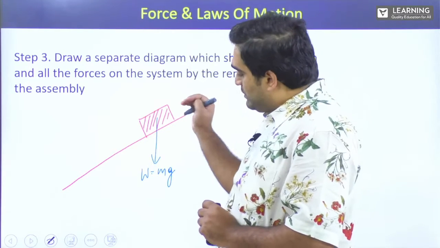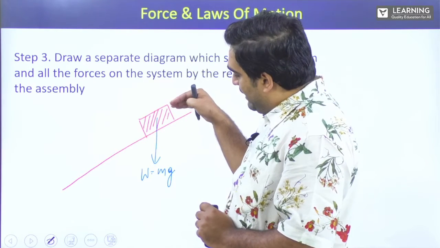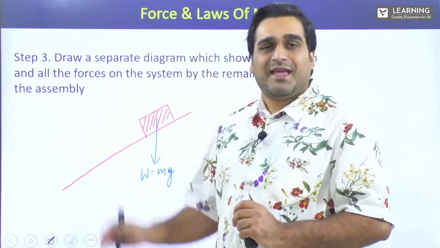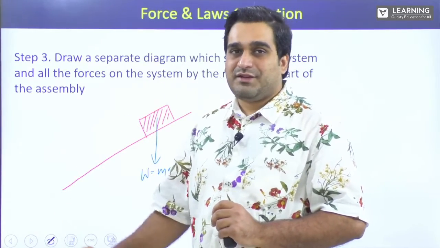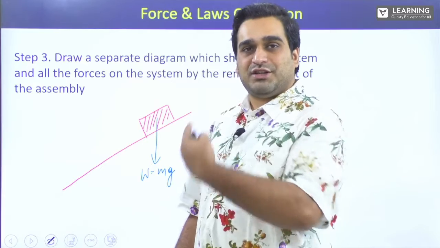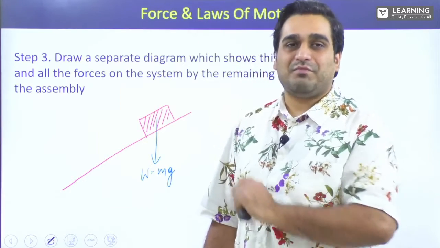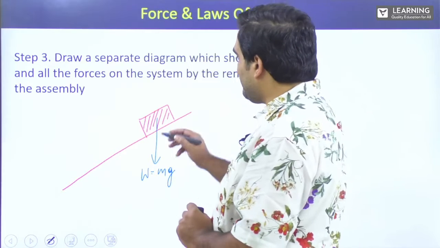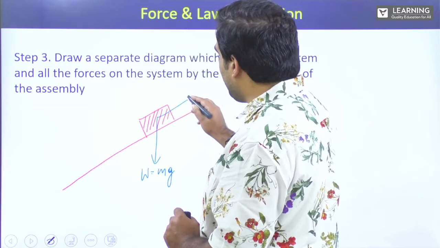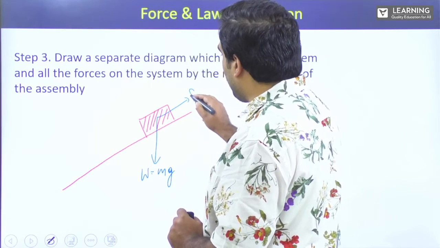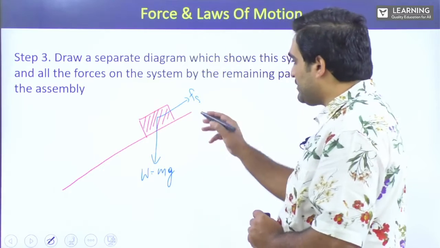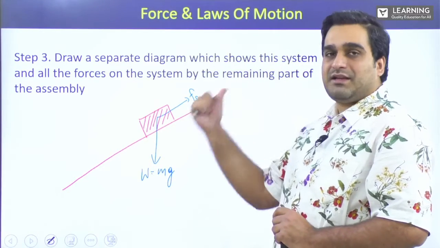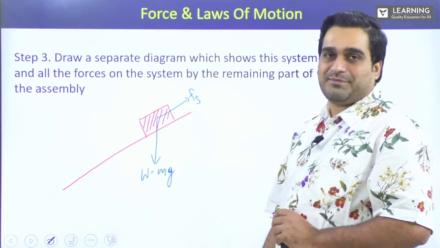Now, once this block is placed on that plane, this block will start sliding down the surface. As it's sliding down the surface, there is a frictional force acting in the opposite direction. So let's put that as F of S to show a static friction that is acting along the opposite direction.